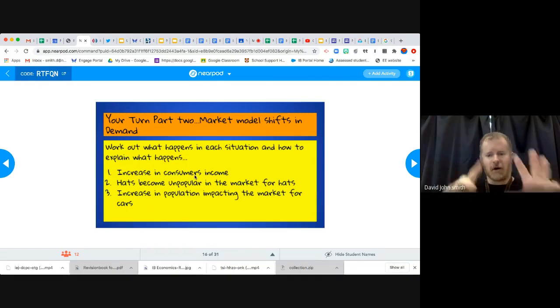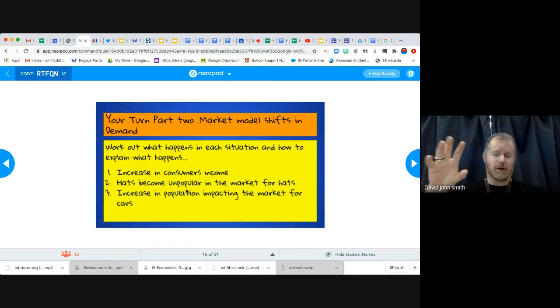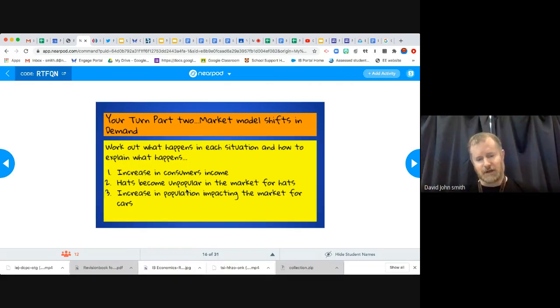So as long as you've got a drawing of both, an increase in demand, what happens to price, what happens to quantity, a decrease in demand, here we go, hats becoming unpopular, what happens to price, what happens to quantity. As long as you've got those two situations for demand in your notes, you're just going to need to apply them to whichever case study you're given, because that's the only way it can move.